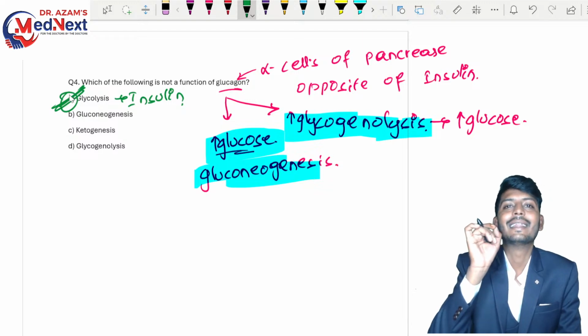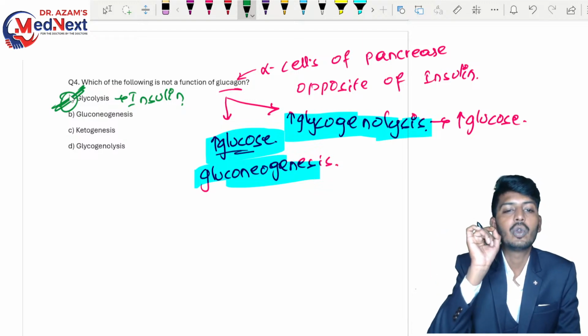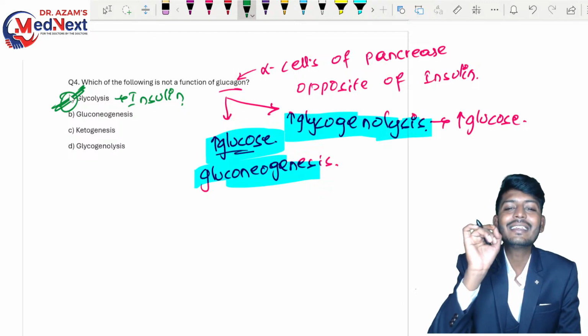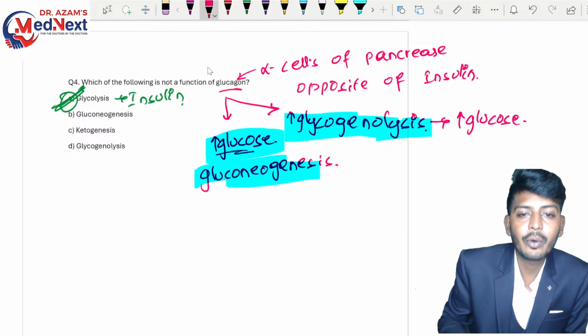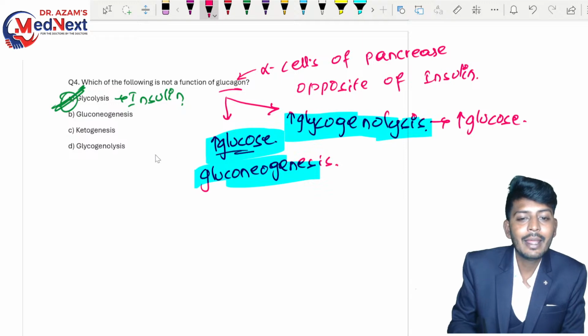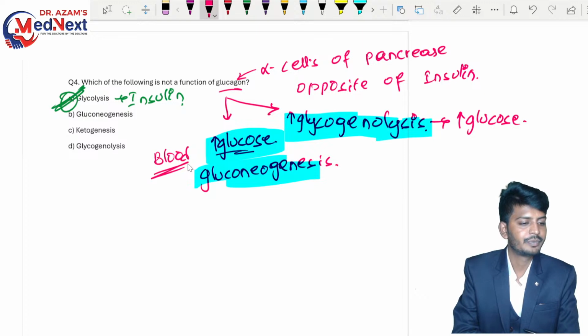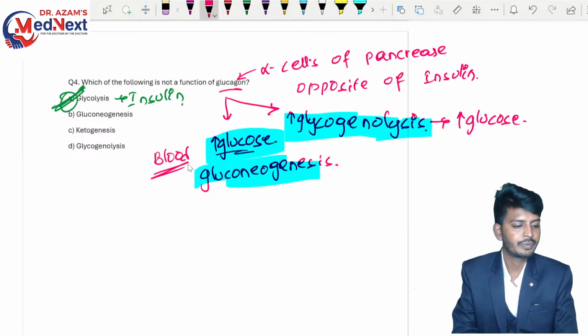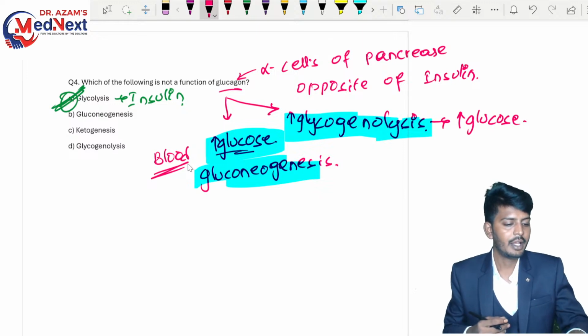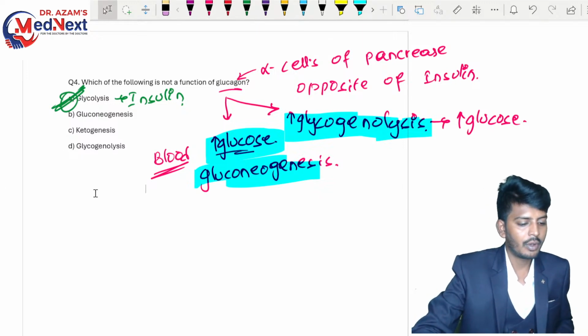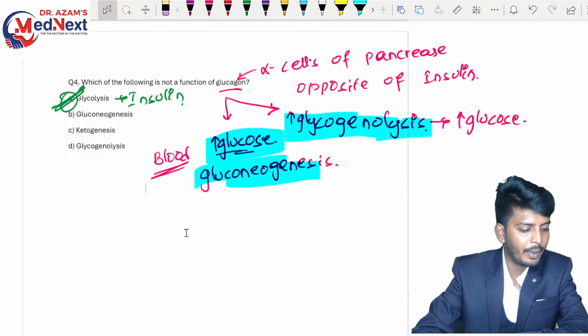Glucagon glycolysis नहीं करवाता है. Glucagon does not do the glycolysis. It just increases the blood glucose. यहाँ पे देखो, ध्यान से देखो, यहाँ पे glucose, where exactly? The blood glucose. Okay, blood glucose को बढ़ाता है. ठीक है सब, समझ में आ गया? कोई दिक्कत? Any doubts? चलिए, I hope you understood this question. So आगे बढ़ते हैं. Let's go to the next important question.